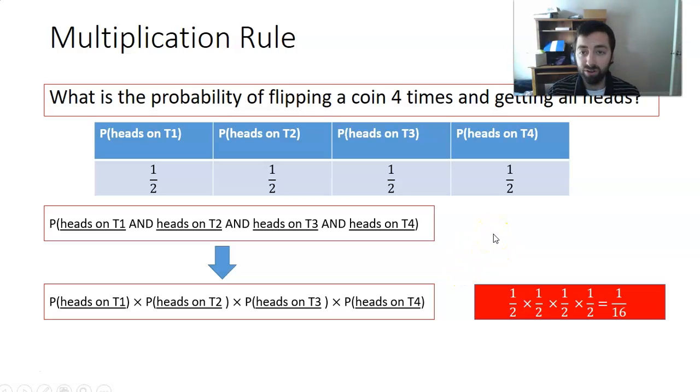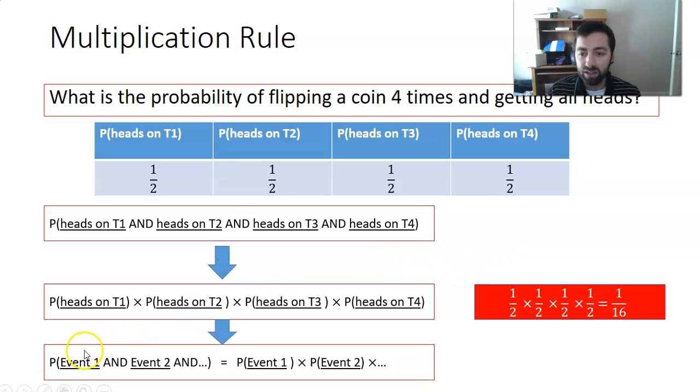Now, in general, here's the general rule. What's the probability of event 1 happening, and event 2 happening, and event 3, and it can go on? Well, that's going to be equal to just the probability of event 1 happening alone times the probability of event 2 happening alone times etc. So that's the multiplication rule in general. We're going to apply it to things other than coin flipping when we do the live session.